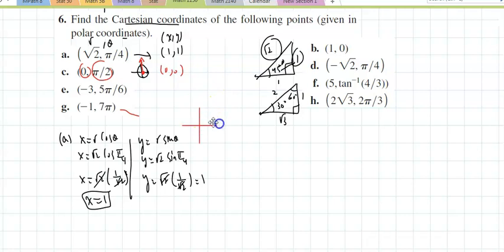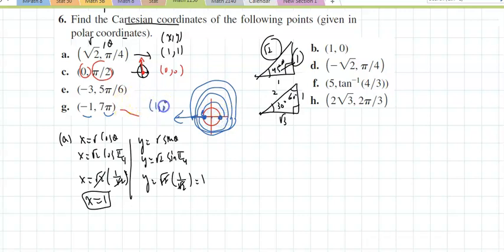That is, if I look at the unit circle, and if I rotate to 7 pi, that's 1 pi, 2 pi, 3 pi, 4 pi, 5 pi, 6 pi, 7 pi, I am right there. I'm pointing in this direction. And since r is negative 1, I move in the opposite direction. I am at the point 1, 0.